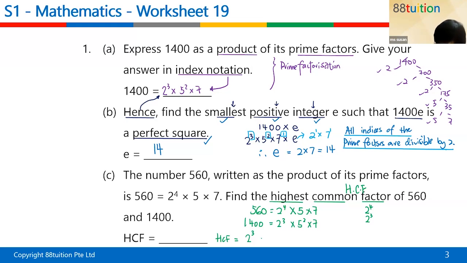Okay. So you have 2 to the power of 3 and 5. You look at that. You have 5 to the power of 2. Of course, you don't choose the higher power one. We choose the lower power, 5 to the power of 1. And then 7 is a common one, so of course we put 7. We don't need any other power. So 8 times 5 times 7, you get 280. So 280 is the highest common factor already.